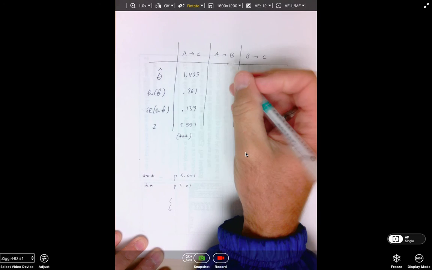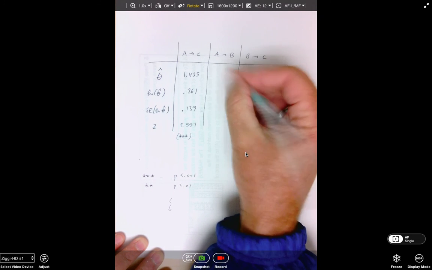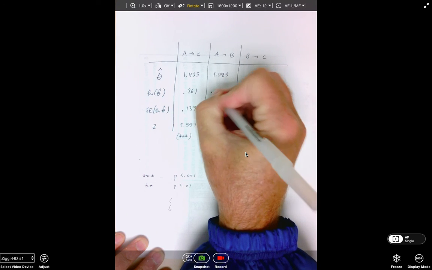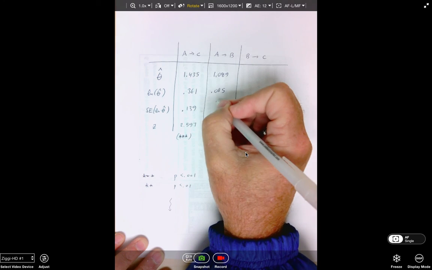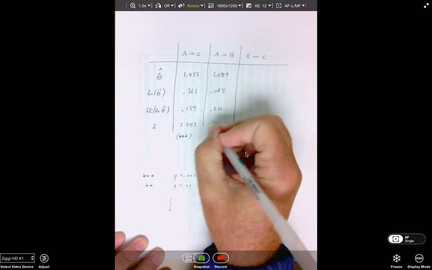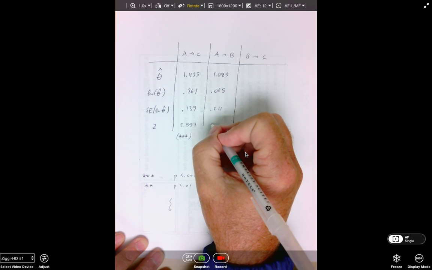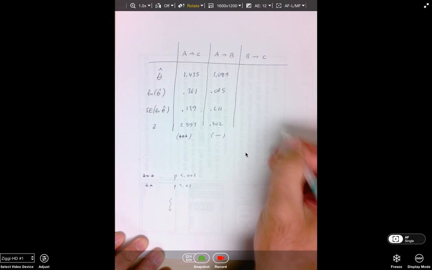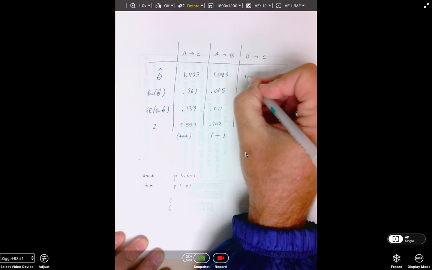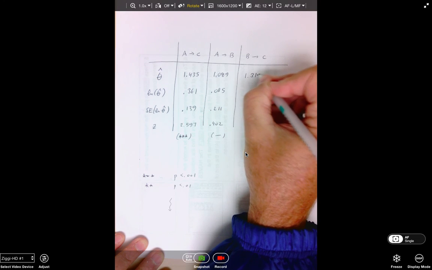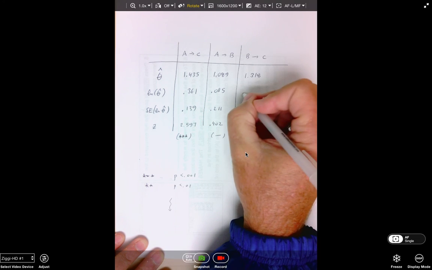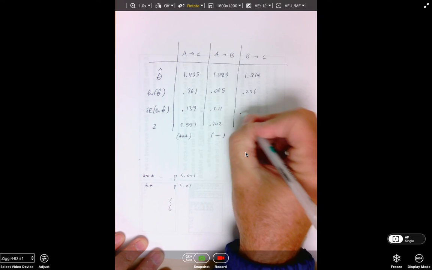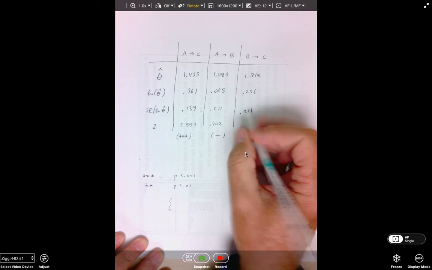So it turns out that the others, this is 1.089. This is 0.085, so I'm going to give you these so you can try it out on your own. 211. The Z is 0.402, so we do not get statistical significance there. 1.318, 0.276, 0.211, and 1.308.